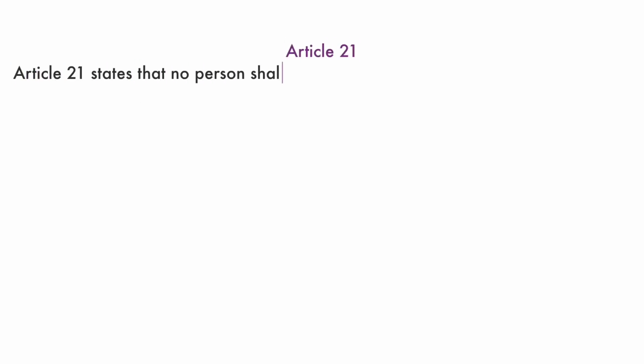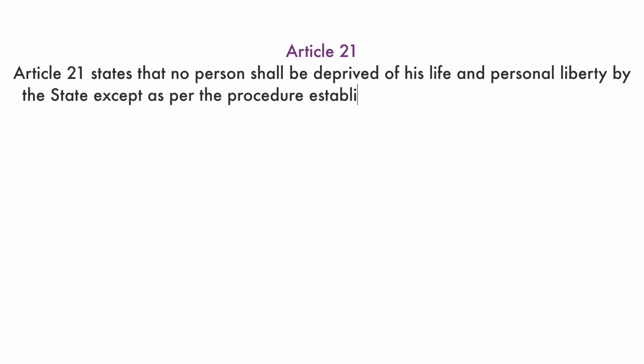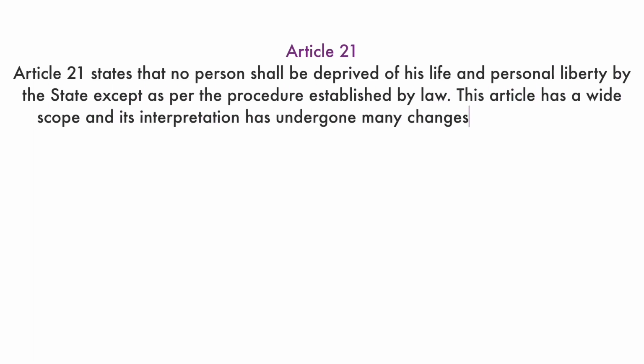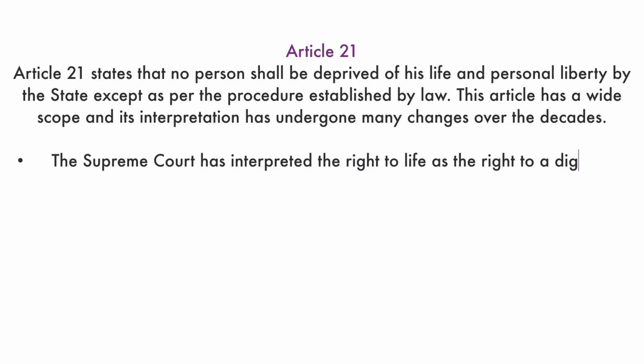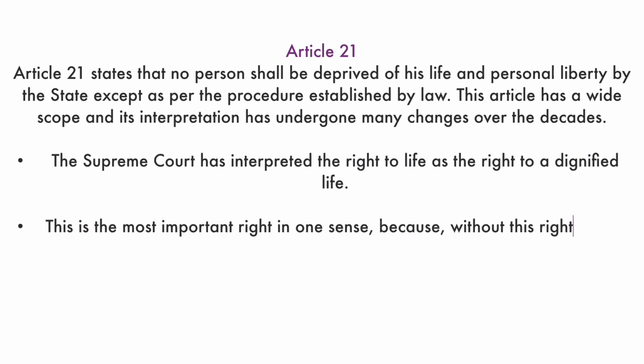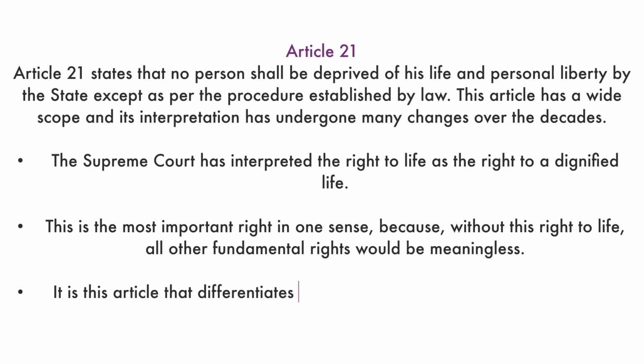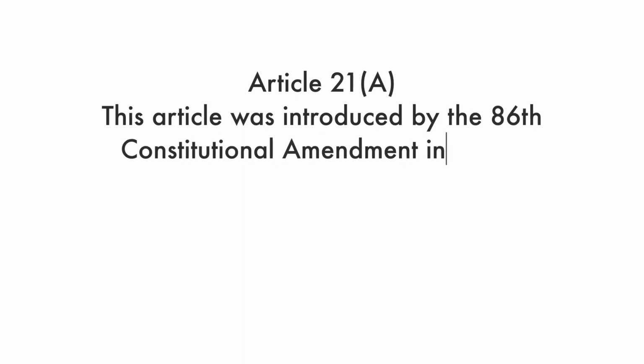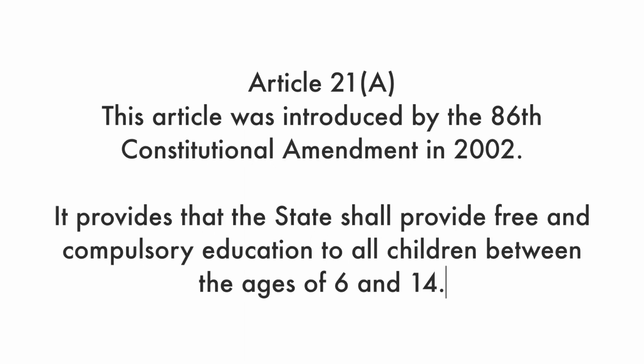Article 21. It states that no person shall be deprived of his life and personal liberty by the state except as per the procedure established by law. The Supreme Court has interpreted the right to life as the right to a dignified life. This is the most important right in one sense because without this right to life, all other fundamental rights would be meaningless. So this is the reason Article 21 is so important. It is this article that differentiates between a police state and a constitutional state. Article 21A. This article was introduced by the 86th Constitutional Amendment in 2002.